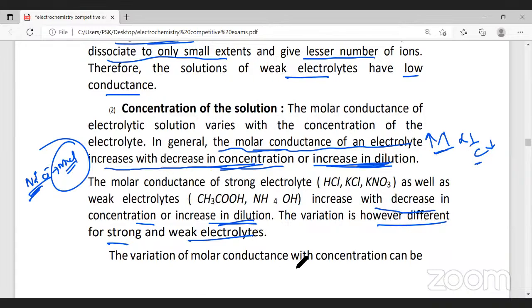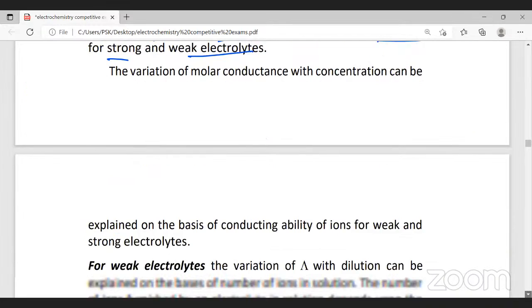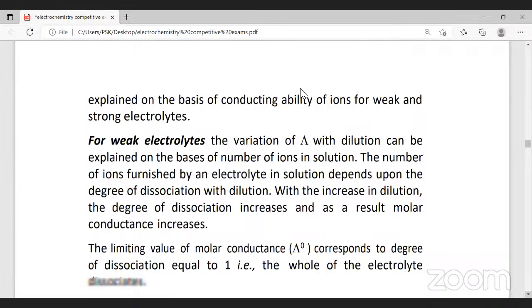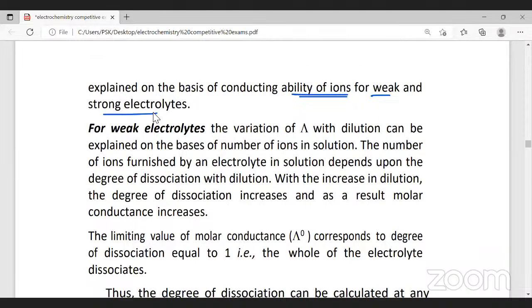The variation of molar conductance with concentration can be explained on the basis of conducting ability of ions for weak and strong electrolytes. Did you follow this? Molar conductance decreases with increase in concentration, or molar conductance increases with increase in dilution. I gave you the small information why it's so. Followed with this?